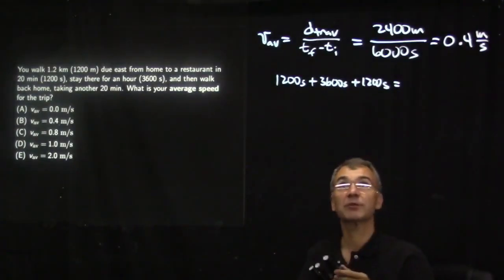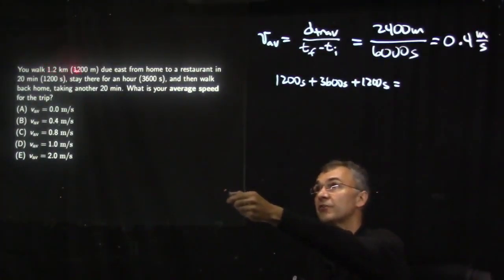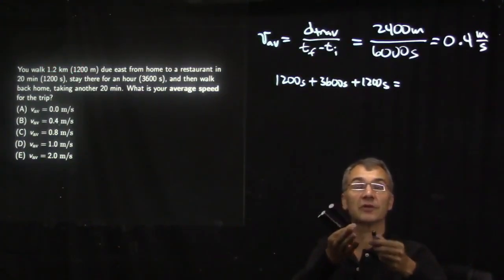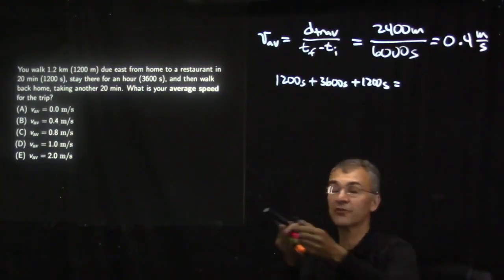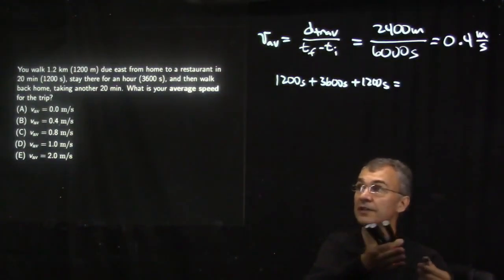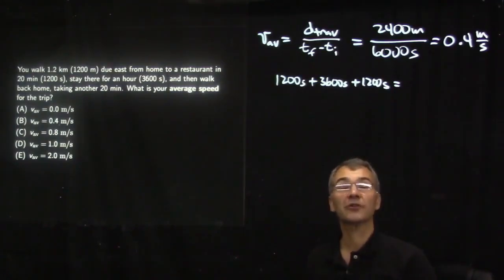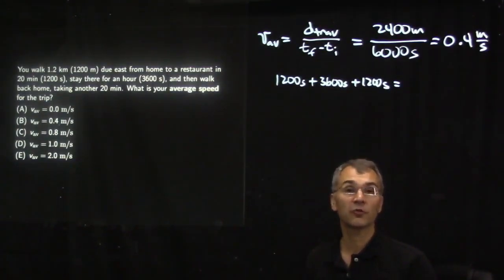We did a little bit in our head, but we had to break it up into segments. So there's a distance of 1,200 meters, and then there's a distance of 0, and then there's a distance of 1,200 meters. We had to add those 3 segments, and then there's a time. There's 1,200 seconds, then there's 3,600 seconds, and then there's 1,200 seconds. Total distance upstairs, total time downstairs, 0.4 meters per second.